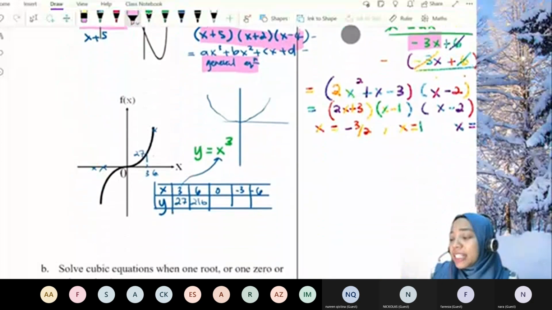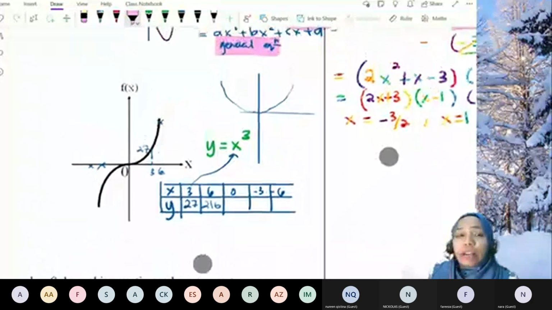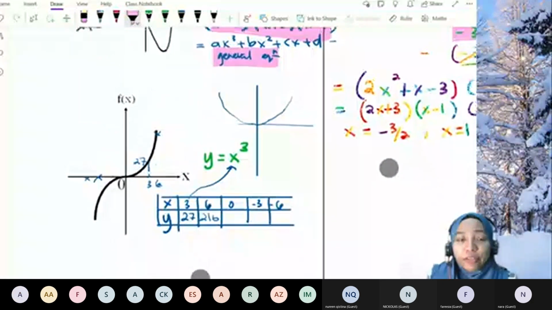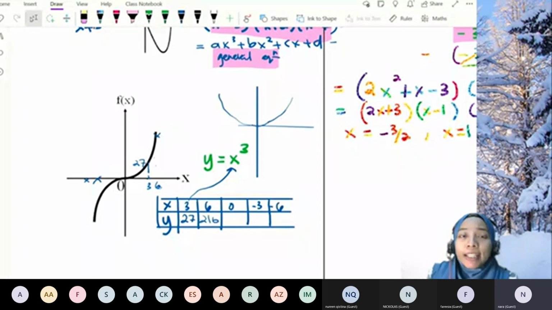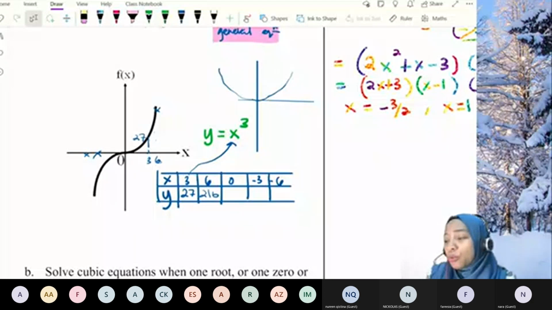Okay, macam mana kita nak cari factor. Kalau hari tu quadratic dah belajar cari factor macam mana? Sama ada you use the factorization, completing the square and formula. Yes, and by using formula. Okay. So ini contoh one of the cubic function where y equals to x cube.